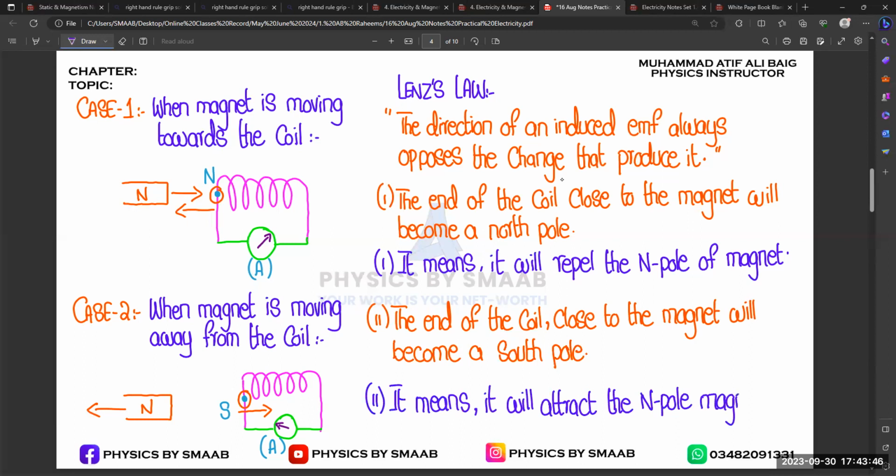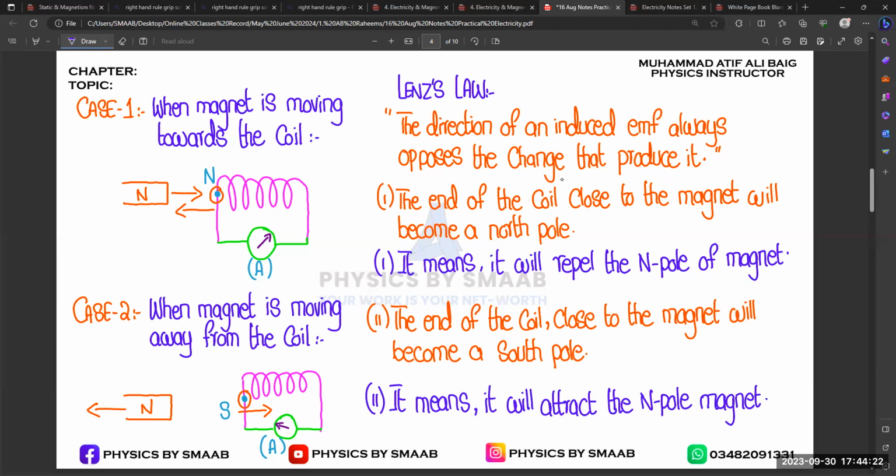How will it attract it? Like moving away. Basically the north pole is moving away, right? Because we are just moving or pushing the magnet back from the coil, right? So that will generate the induced EMF, but the pole that is actually generated on the closest point of the coil will be south. So south actually wants to attract the north pole, but the problem is that we are moving the north pole away from the coil, right? But if we talk about the force, the force will be a force of attraction, right?